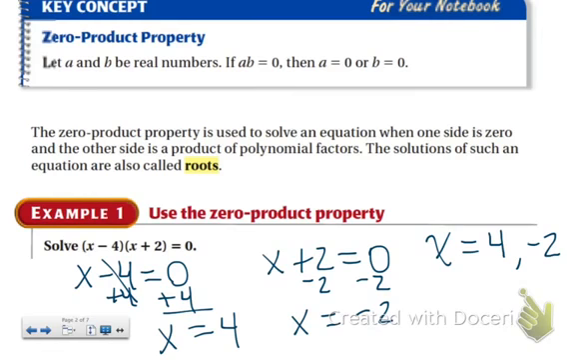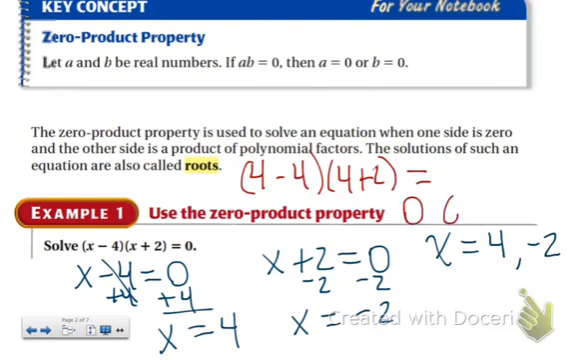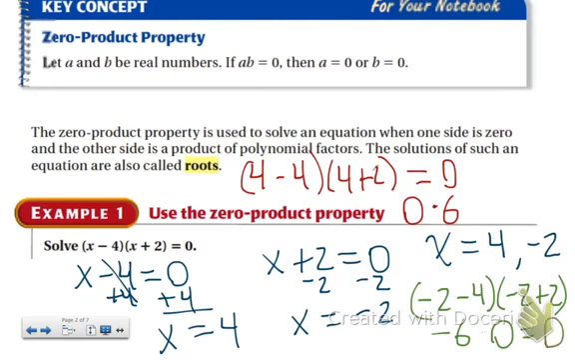Okay, and think about that. If we plugged it back into that equation, either one of those, we would get 0. If we did 4 minus 4 times 4 plus 2, well, 4 minus 4 is 0, 4 plus 2 is 6, 0 times 6 is 0. Or, for the other one, if we did negative 2 minus 4 times negative 2 plus 2, well, negative 6 times 0 is still 0. So the important thing to realize here is that both of these are solutions or roots for this equation.